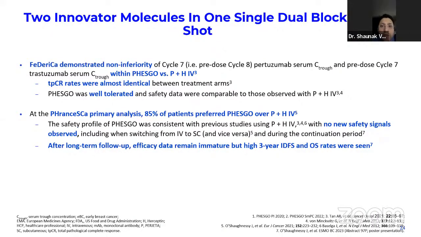So, two innovative molecules in one single dual blockade shot. It was the FeDeriCa trial which demonstrated non-inferiority of cycle 7 pertuzumab level and pre-dose cycle 7 trastuzumab level within Phesgo versus the IV pertuzumab plus trastuzumab treatment. The pCR rates were almost identical between the two arms, and Phesgo was well tolerated. In the PHranceSCa primary analysis, 85% of patients preferred Phesgo over the IV. The safety profile was consistent with previous use and no new safety signals. After long-term follow-up, efficacy data remain immature, but high 3-year IDFS and OS rates are seen. Next slide.